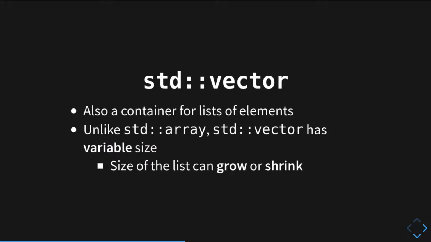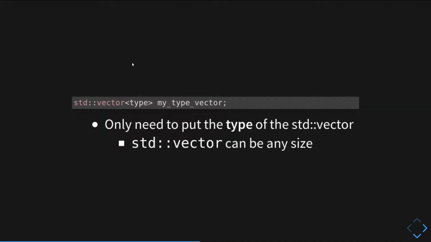Now, let's look at std::vector. std::vector is also a container used for storing lists of objects, but as opposed to std::array, std::vector has variable size. This means that the size of the list can grow or shrink. The syntax for creating a std::vector is similar to how we create a std::array, where we write std::vector, angle bracket, type, angle bracket, and put the name of the variable at the end.